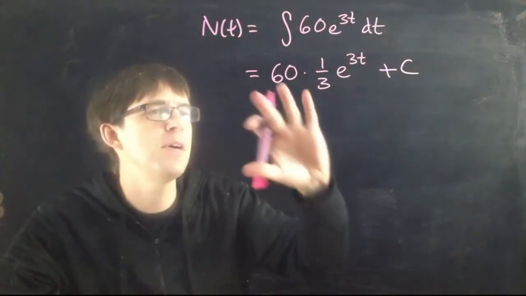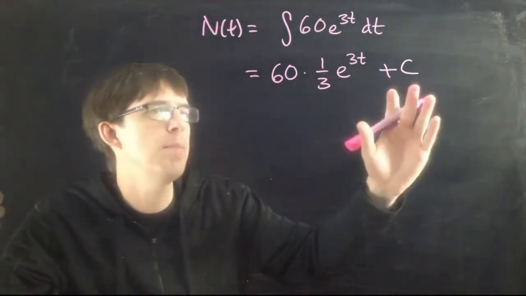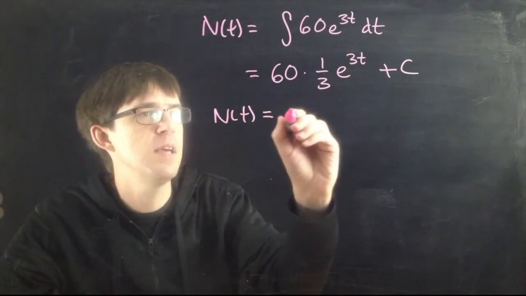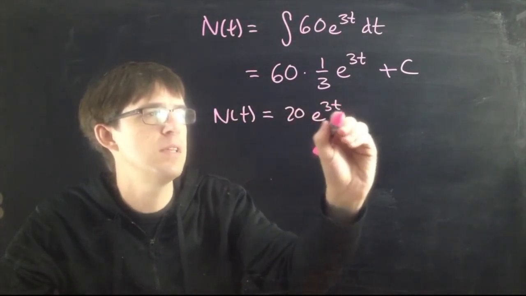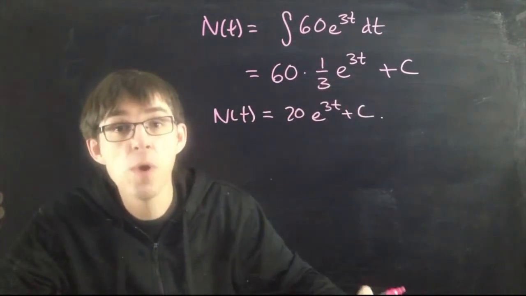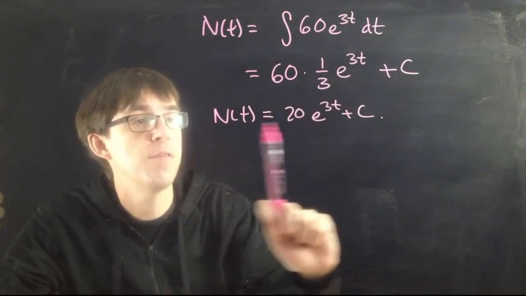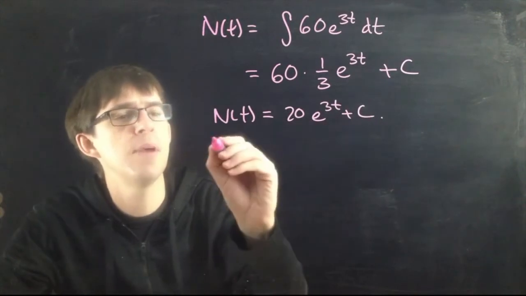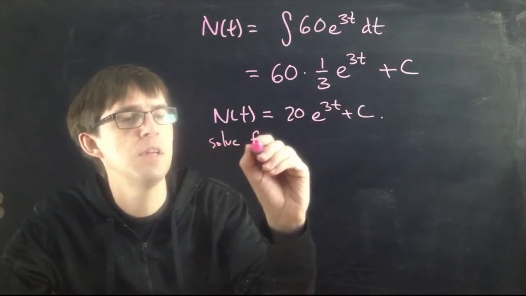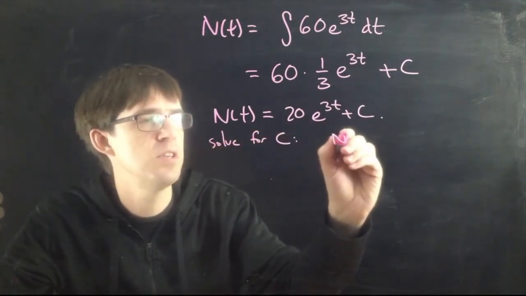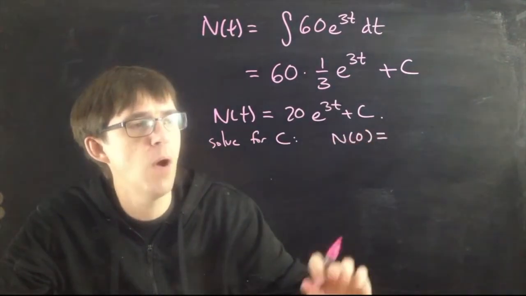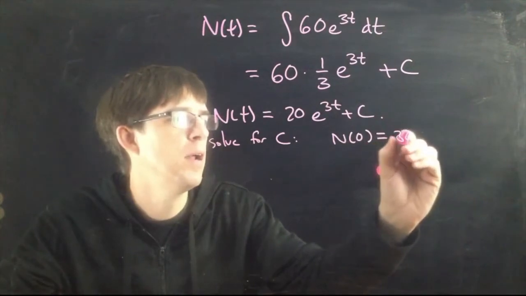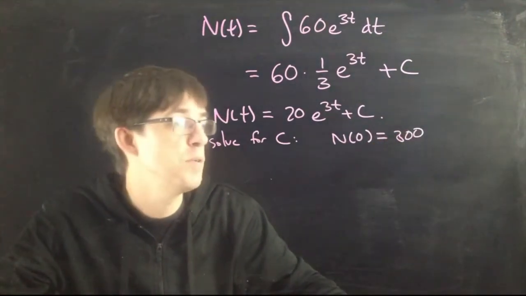And just because I'm going to have to do more stuff, I might as well simplify. 60 times a third is 20. So N of T is 20 e to the 3t plus c. We're not done yet. This is a formula for N of T, but I have this extra unknown constant in here. So now we have to solve for c using the initial condition. The initial condition said the number of cells on day 0, which I would write N of 0, is 300.